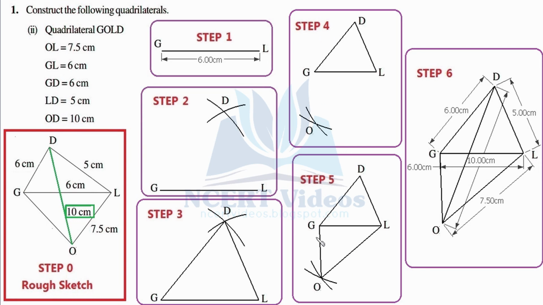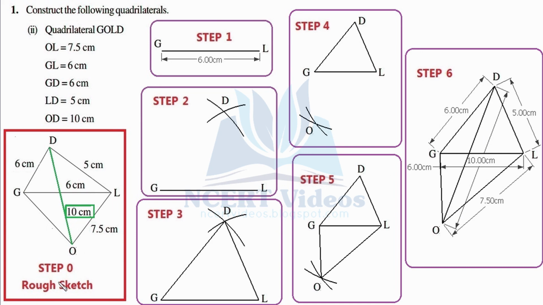Now in step number 5, we simply connect newly found vertex O with vertex G and L. And in last step, step number 6, it is just a matter to put all the measurements using our rough sketch. So GD is 6 centimeter, so we wrote 6 centimeter for this line segment. GO is not known, so we leave it as it is. OL is 7.5 centimeter, so we wrote the same. DL is 5 centimeter, again we wrote 5 centimeter for this. And this diagonal DO is 10 centimeter, the same has been written over here as 10 centimeter.